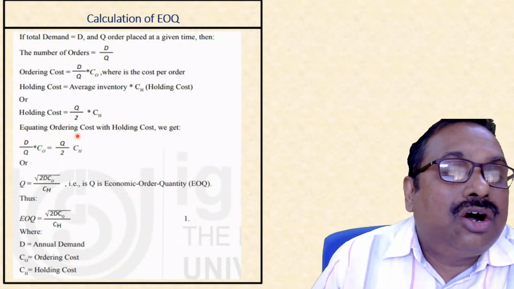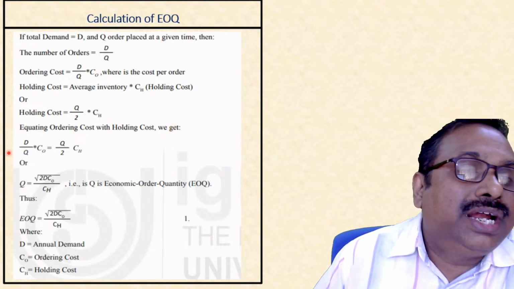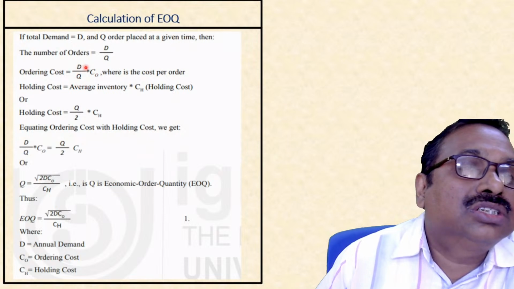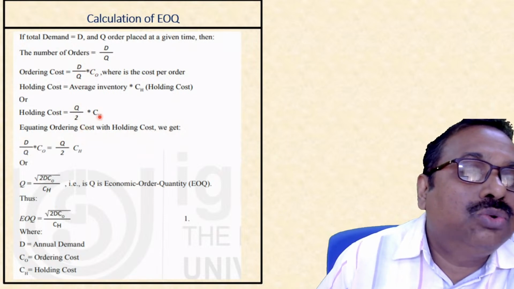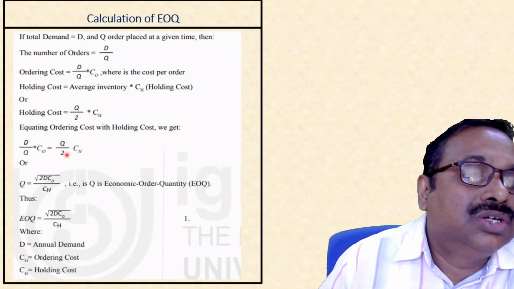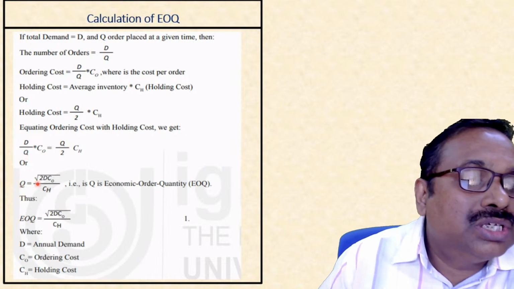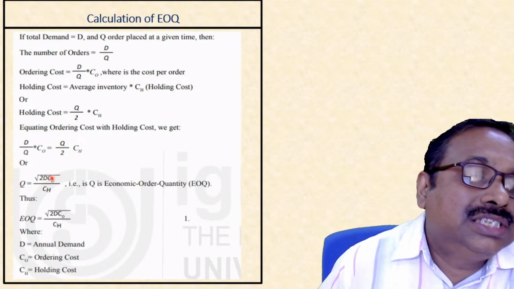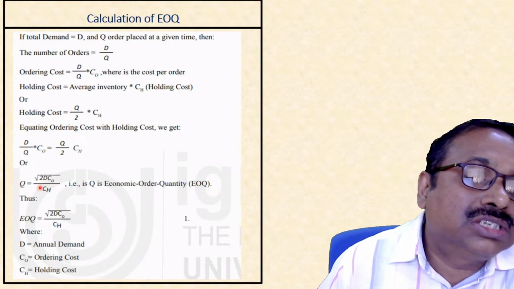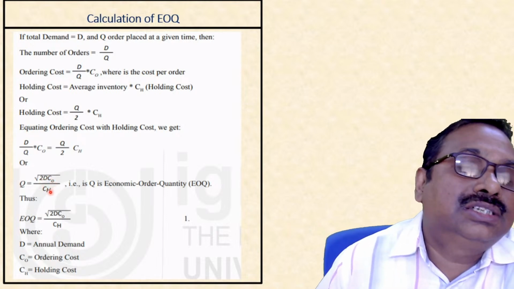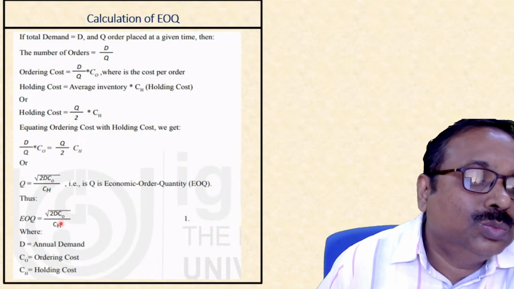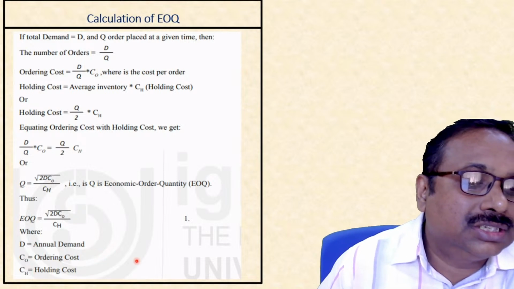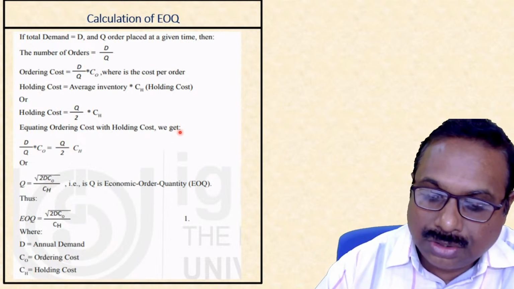So equating the ordering cost with the holding cost, we get D by Q into CO, which is the ordering cost, equal to Q by 2 into CH. So what is this Q? Q is root over 2 D CO divided by CH. D is the annual demand, CO is the ordering cost, CH is the carrying cost. We'll see an example.